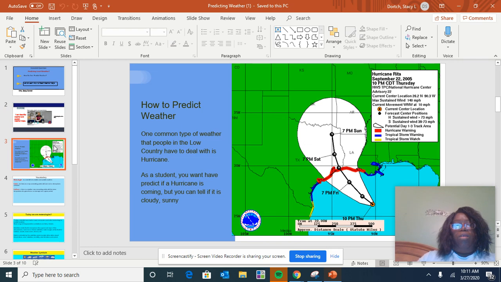All right, so we live in the South, so pretty much we need to at least be able to predict weather, especially when hurricanes are coming or during thunderstorms. One common type of weather that people in the Lowcountry have to deal with, of course, is hurricanes. And as a student, you may not have to predict if the hurricane is coming because the meteorologist normally lets us know. But you can also be able to tell if it's sunny outside or cloudy.